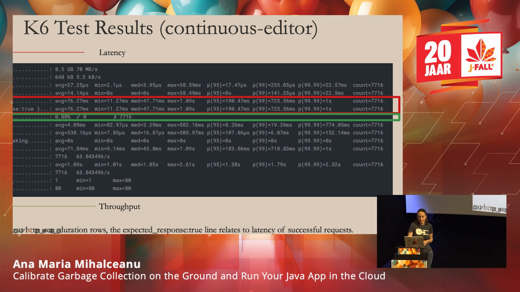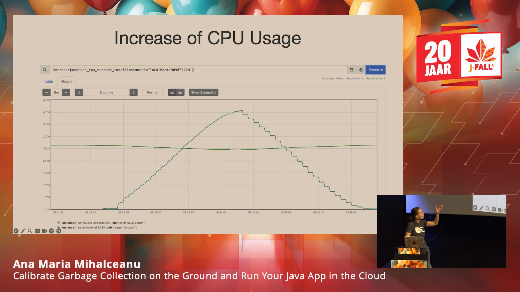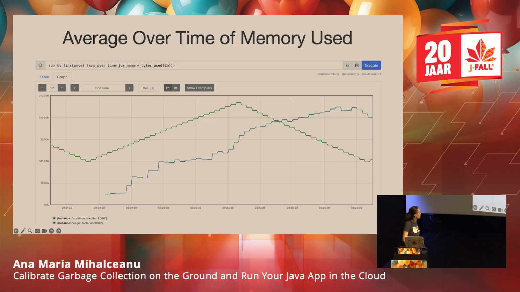Now we need a benchmark for the CPU usage. So we look in Prometheus, and as expected, the application that is consuming a lot of CPU uses more CPU the moment it calculates higher and higher values for the factorial. The other one is not doing much in terms of CPU usage and has a constant value for that consumption. And looking at the average over time of memory used, as expected, the one that is I/O bound uses more memory. The other one is similar in memory usage.